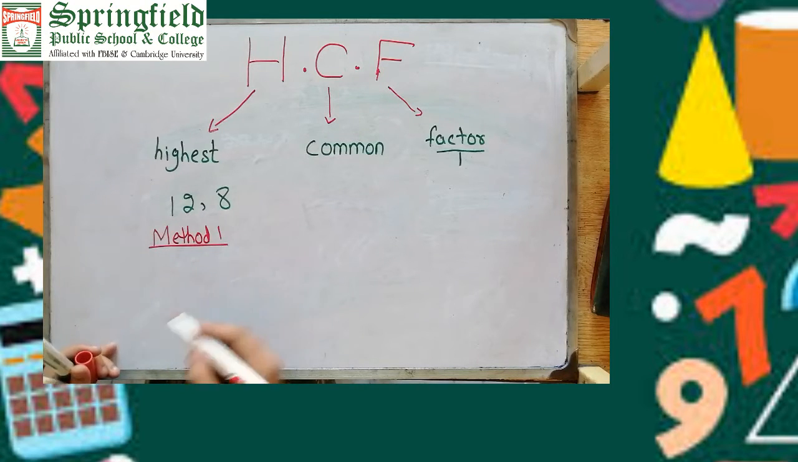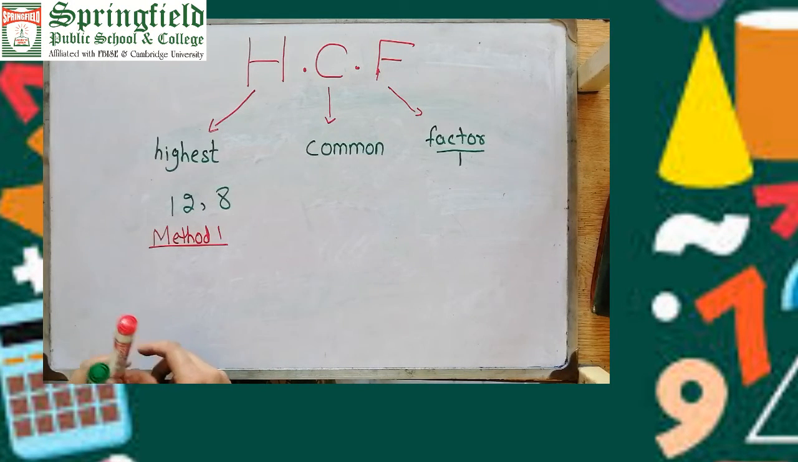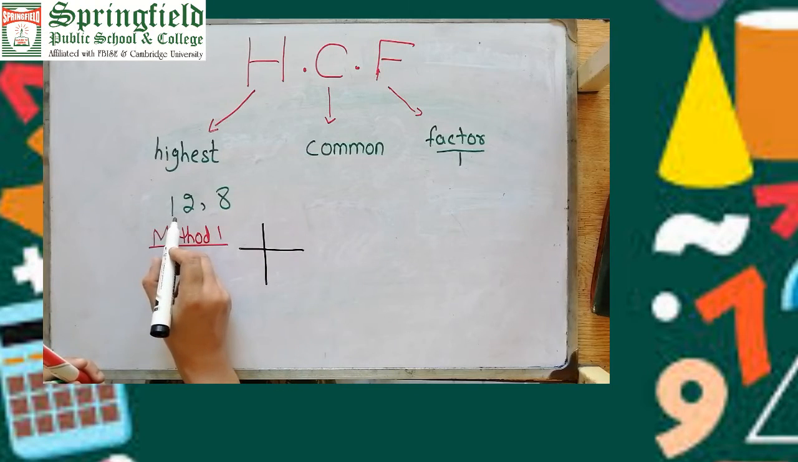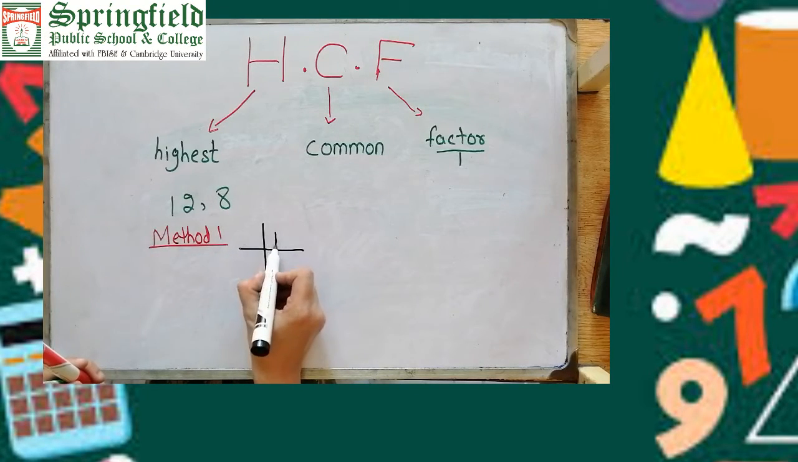Method 1. In method 1, we will find the factors of 12 and 8 by using individual prime factorization. Individual means we will find the factors of each number one by one. First we will find the factors of 12. So we will write 12.